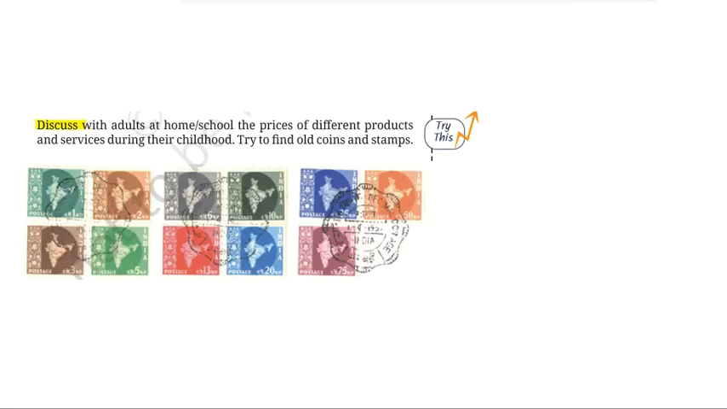Next given is: discuss with others at home, school, the prices of the different products and services during their childhood. Try to find old coins and stamps. So what you have to do is ask your parents or grandparents about the cost they incurred for purchasing different products during their time, and then compare how the amount has increased over all these years. Okay, and you also have to find some old coins and stamps and see how they look.